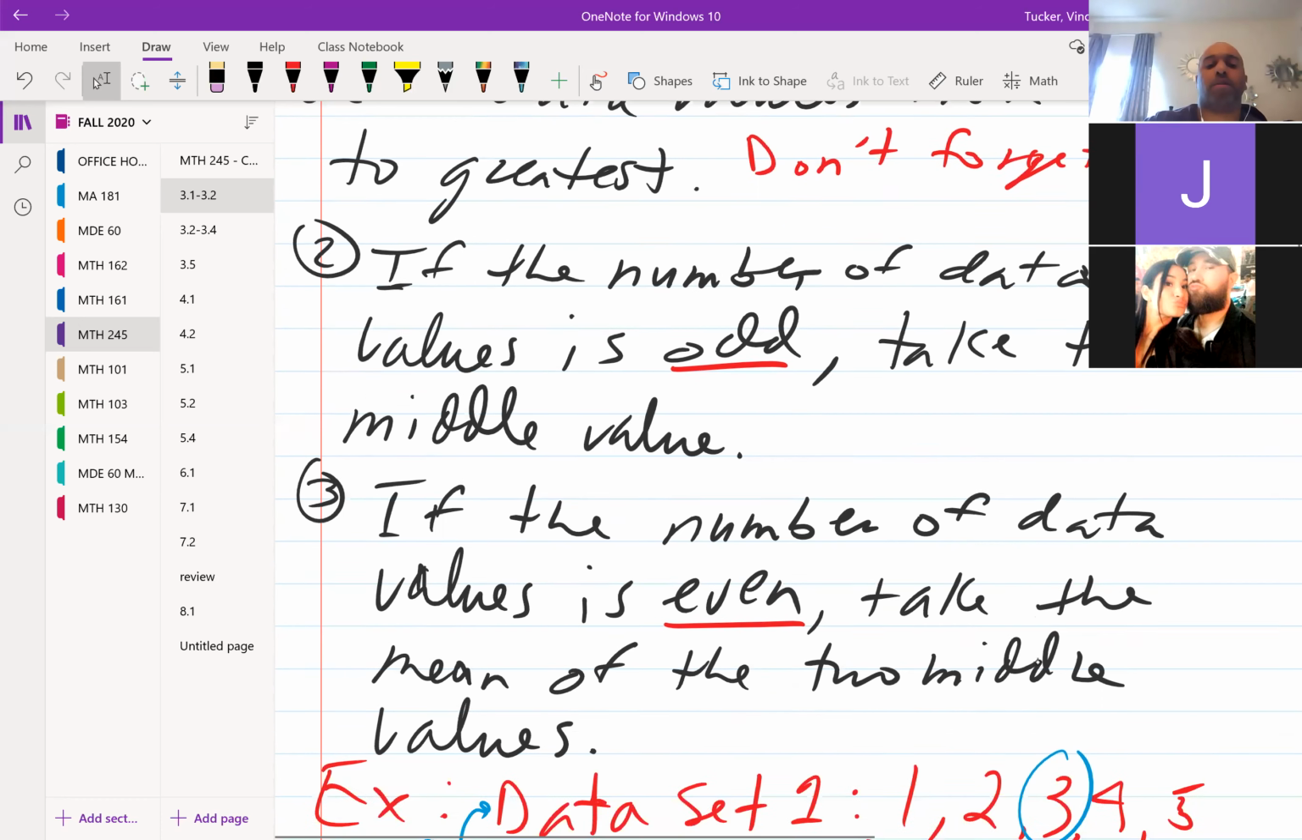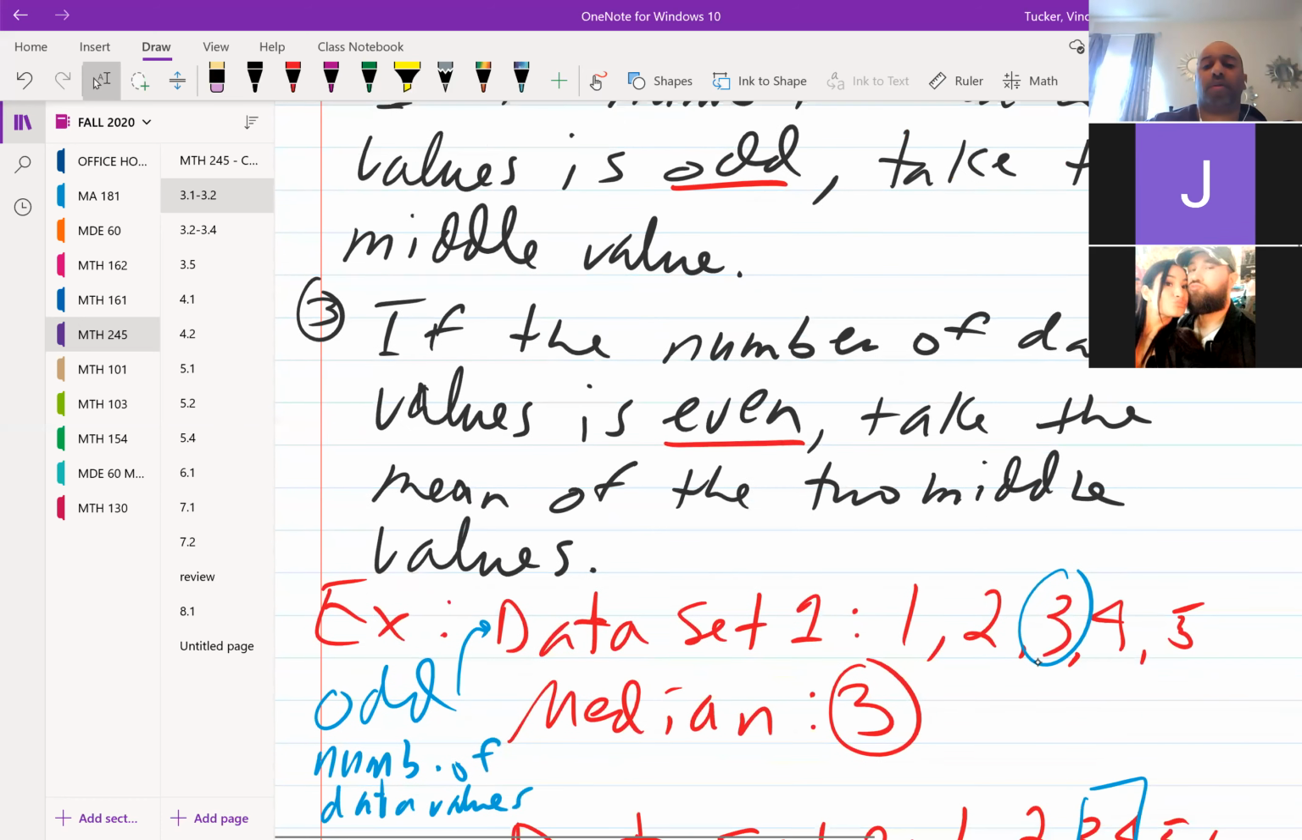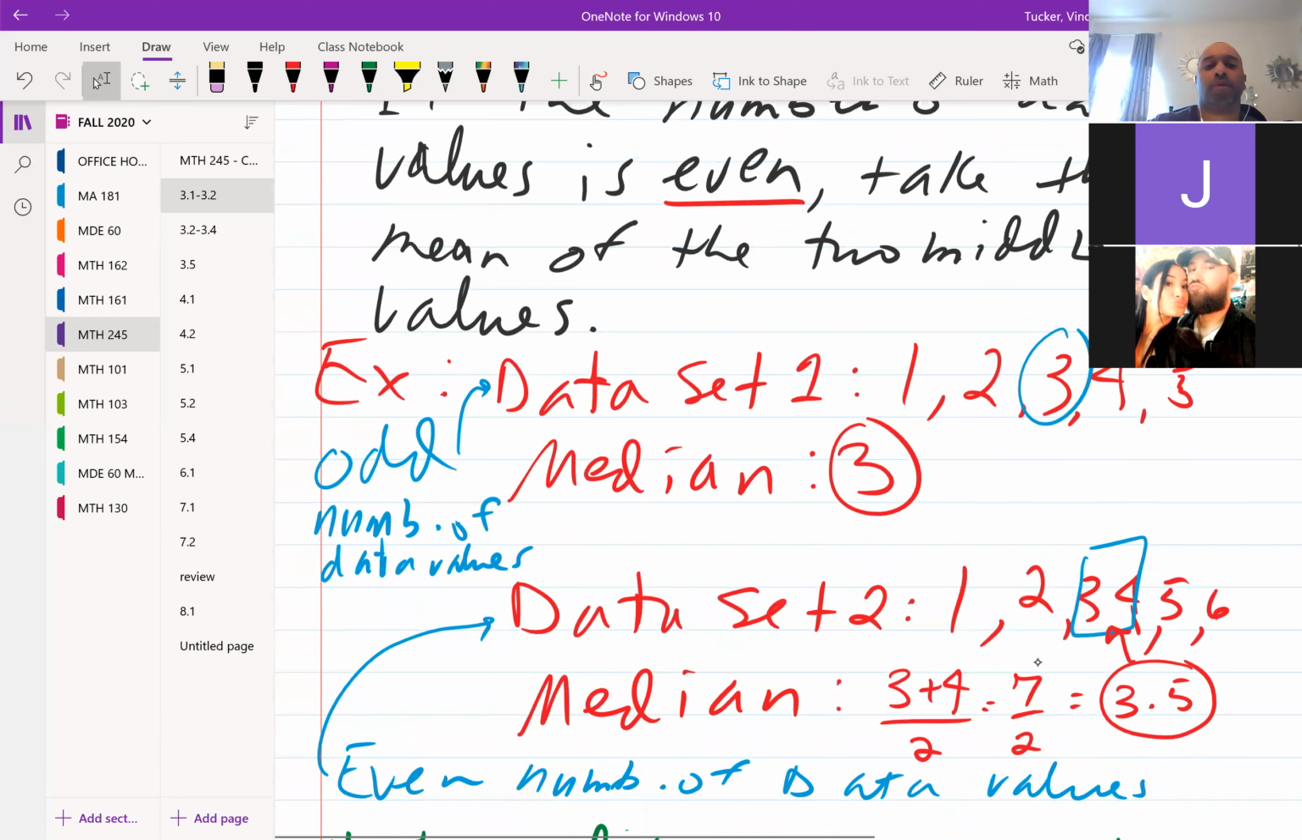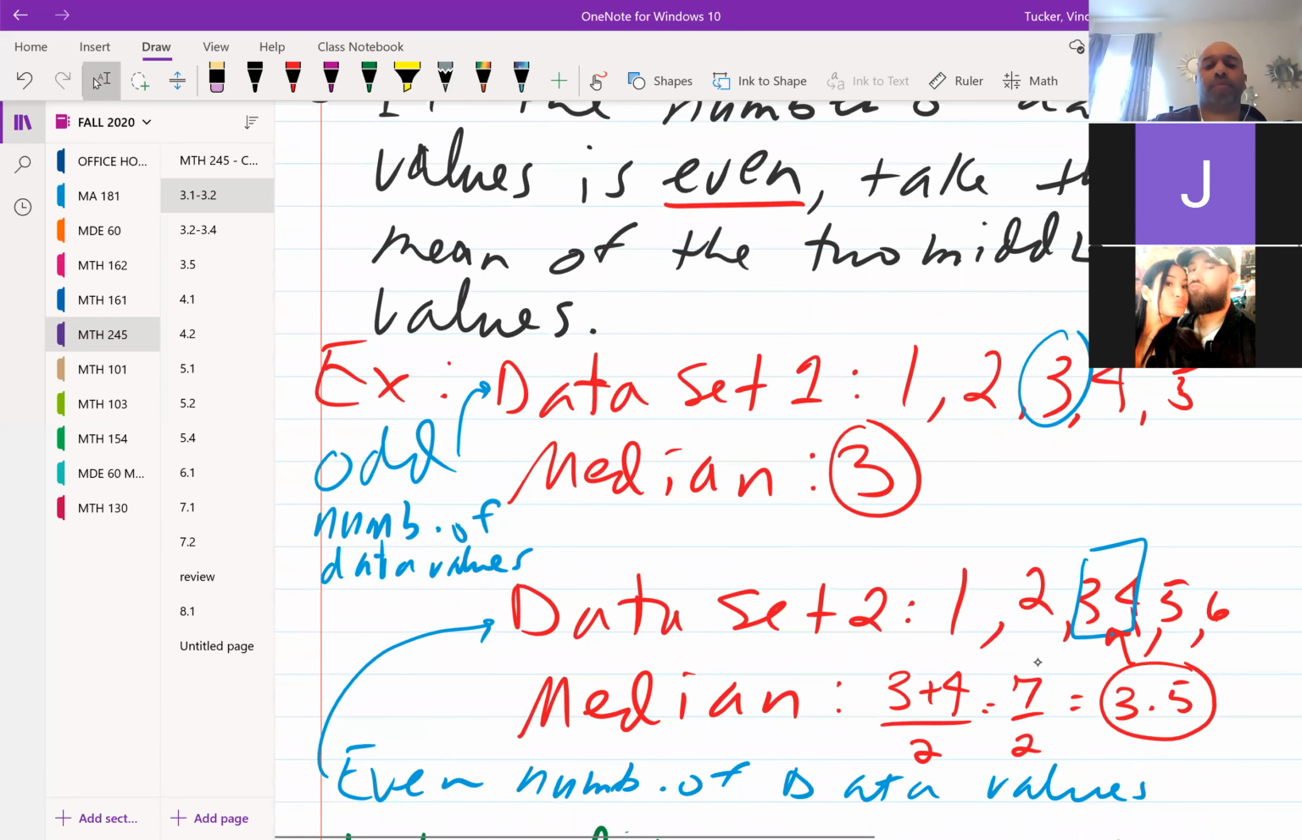All right, let's scroll up. If I move up too high, let me know. So once again, a small data set. My first data set was 1 through 5. That's an odd number of data values, so I should have a middle number, and that middle number would be 3. So my median would be 3.